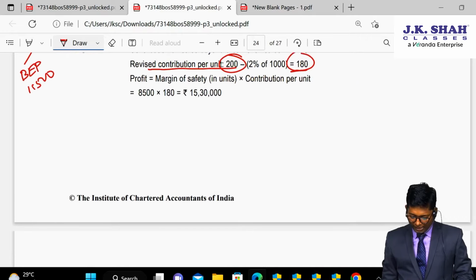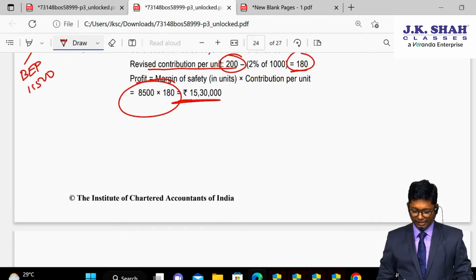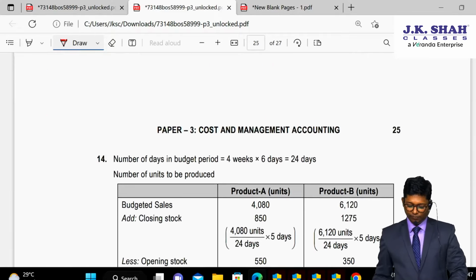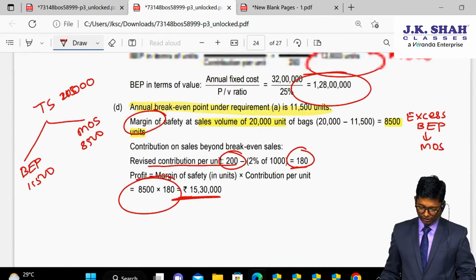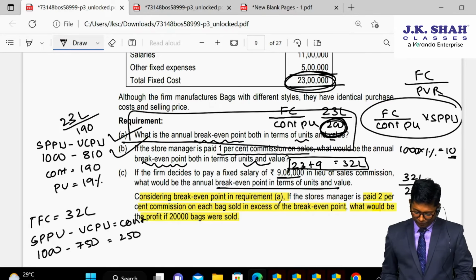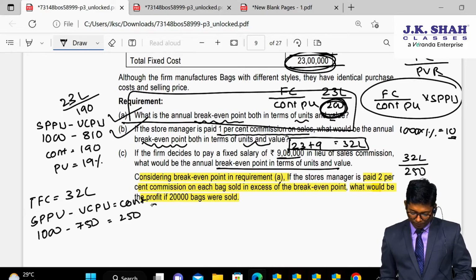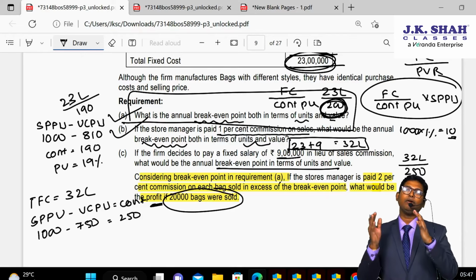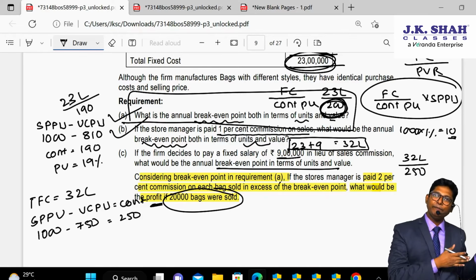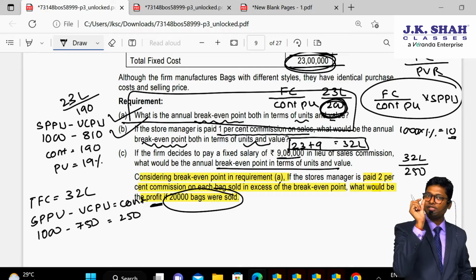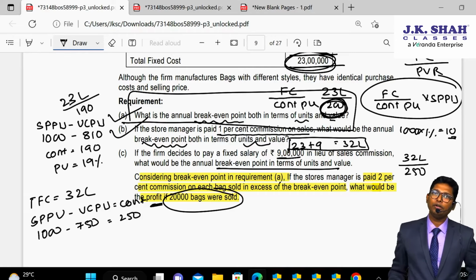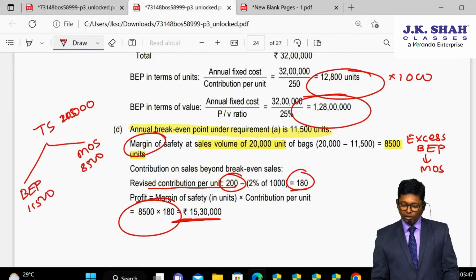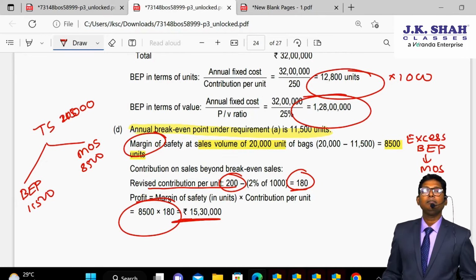So if you want to calculate the margin of safety, simply on 8,500 units at 180, you are going to get the total profit, and here the calculation ends. Now if you read that point, they have only asked you what would be the profit if 20,000 bags were sold. So from 20,000 bags, existing profit we removed, and from 8,500 extra units which we are selling, we computed profit on only those units by using this kind of calculation. This is the end of your marginal costing.